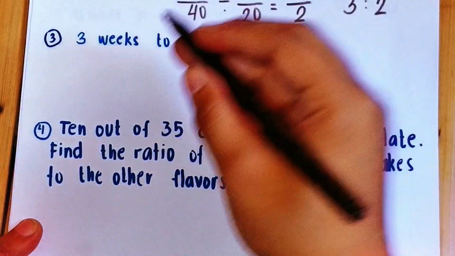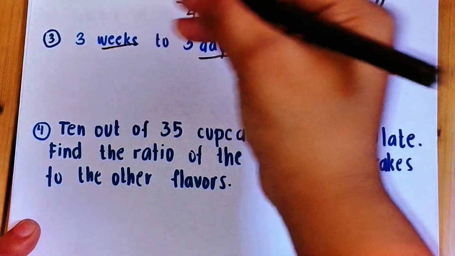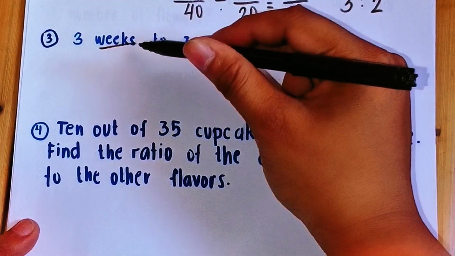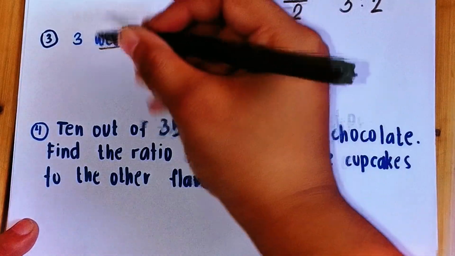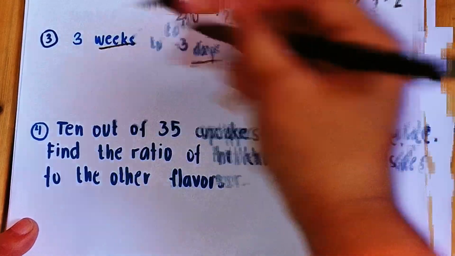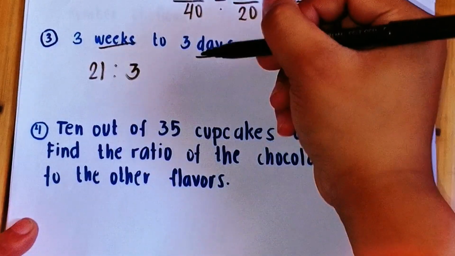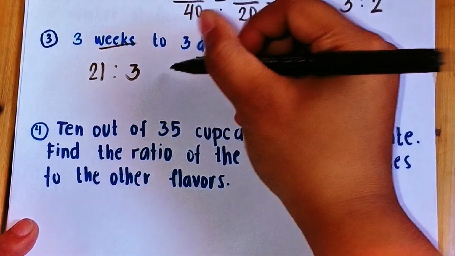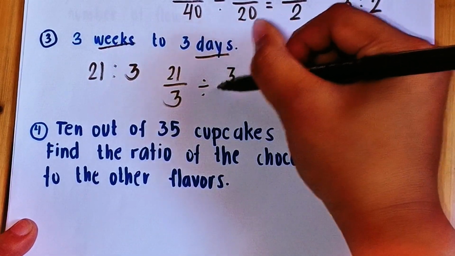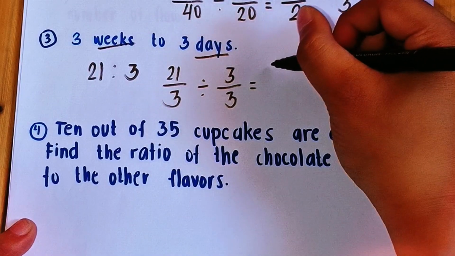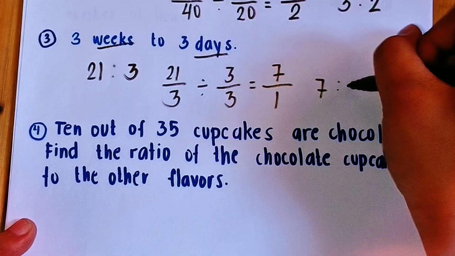Next example, we have 3 weeks to 3 days. So we need to change first the weeks into days. So how many days do we have in a week? In 3 weeks, we have 21 days. 21 is to 3. Can we simplify it? Yes. We divide 21 and 3 by 3 itself. So we will get 7 over 1. Meaning to say, we have 7 is to 1.